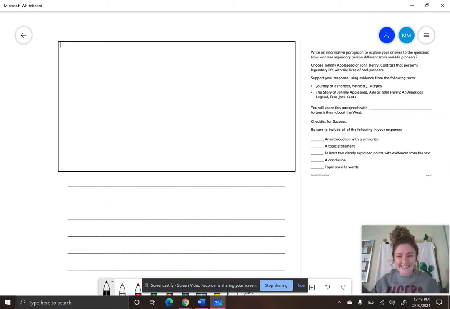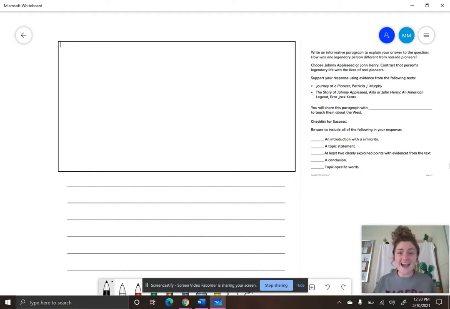All right. So we are wrapping up our time with the early American West. We are going to use everything that we have learned about the early American West and how to write a good informational paragraph showing differences with topic specific words. So here's what you're going to need for this writing activity.